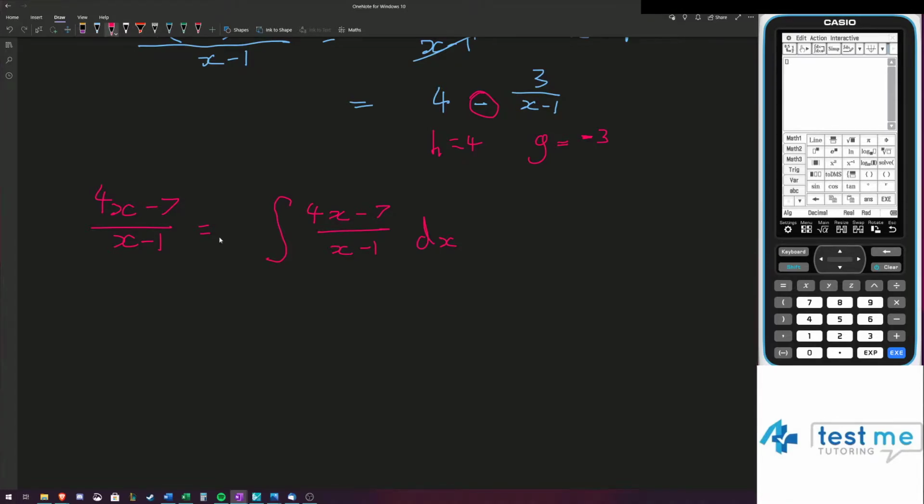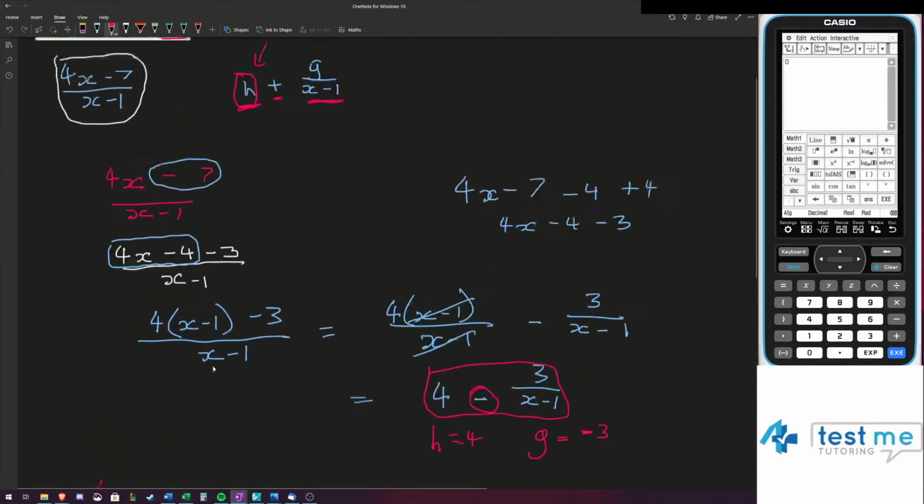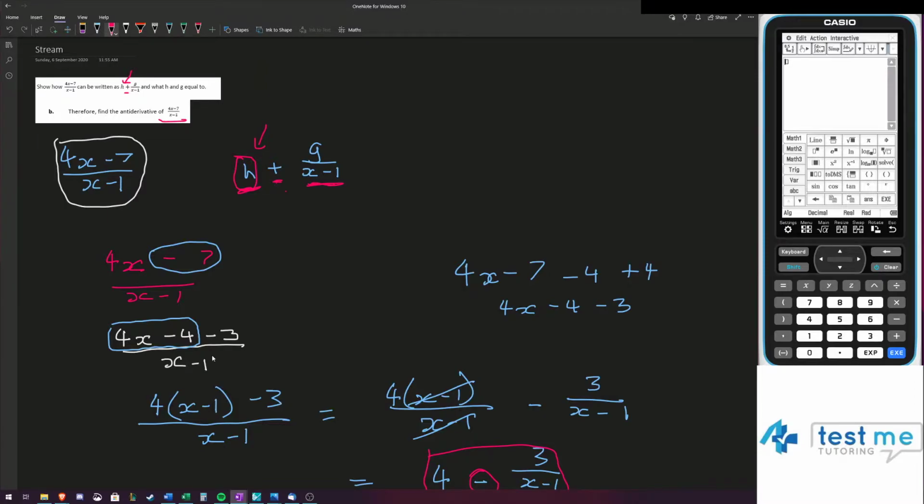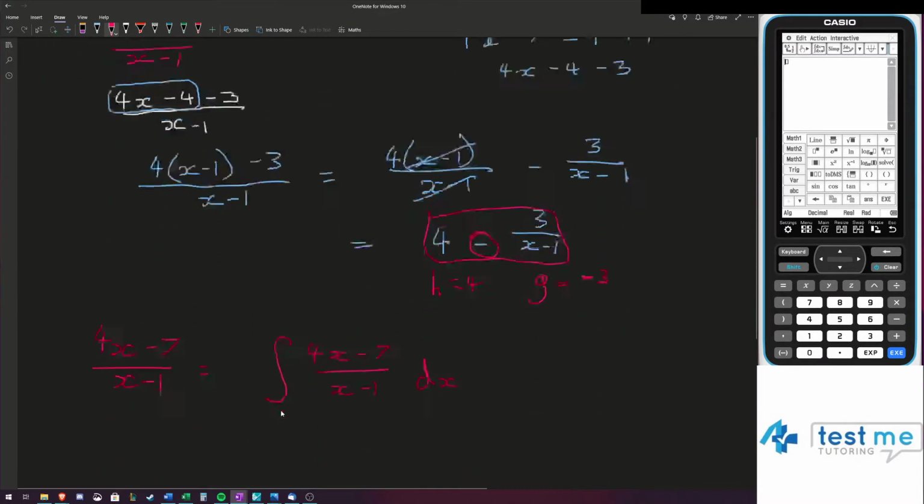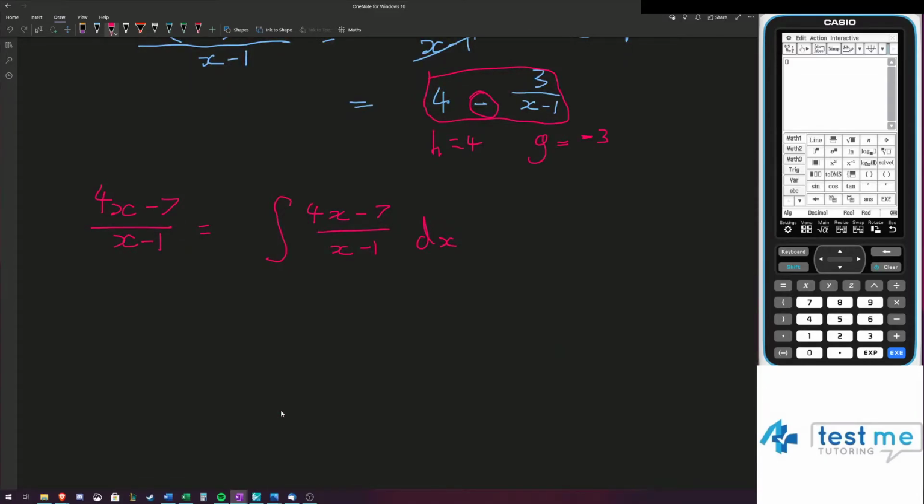So that's where we've got to use our answer, and that's the point of these show that questions, okay? These show that questions, even if they give you a hint on how to kind of work out the questions, they kind of help you along the way. So we know we can write this one as the integration of 4 minus 3 on x minus 1 dx, okay? We can just rewrite it because we know they're equal to each other, okay?